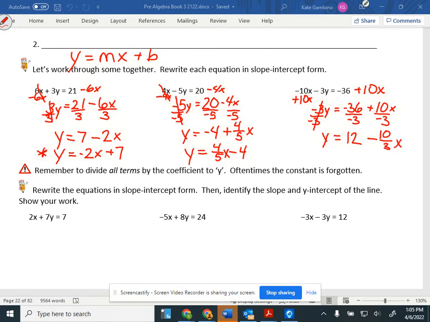Now I'm going to shift it around. I'm going to flip the order. So it would be negative 10/3 x plus 12.